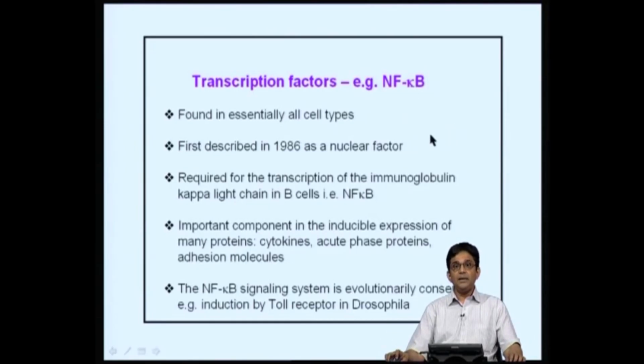So, NF-kappa B was first described as a nuclear factor a long time back. At that time it was shown to be important in transcription of the immunoglobulin kappa chain in B cells, and hence the name NF-kappa B. Subsequently it has been shown to be important in production of a wide variety of molecules, especially those related to inflammation. So, for example, in production of cytokines, acute phase proteins, and adhesion proteins, NF-kappa B plays an important role.